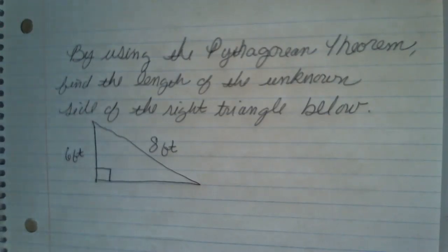Hello students, today I'm going to show you how to use the Pythagorean theorem to determine the length of one of the sides of a right triangle given the length of the other two sides.